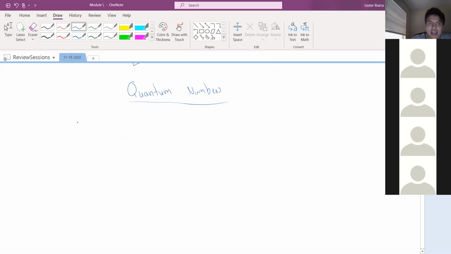N. And what does N represent? The principal quantum number? Yes, but not what I'm looking for. Energy levels? The energy level, right? The principal quantum number. I haven't heard that one in a minute. What about the L? What does the L value represent? There's another term I'm looking for.